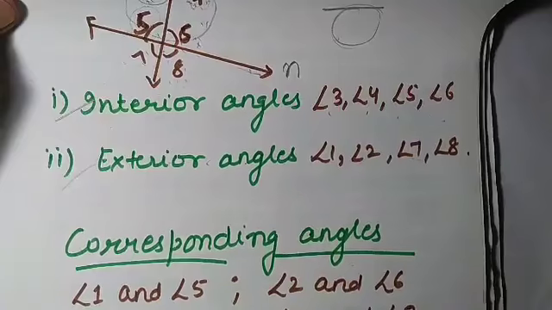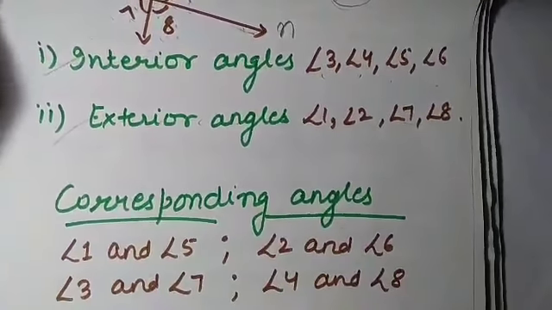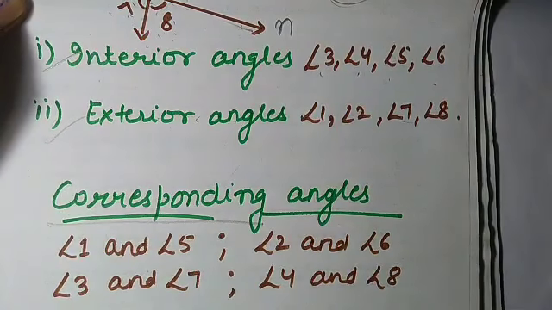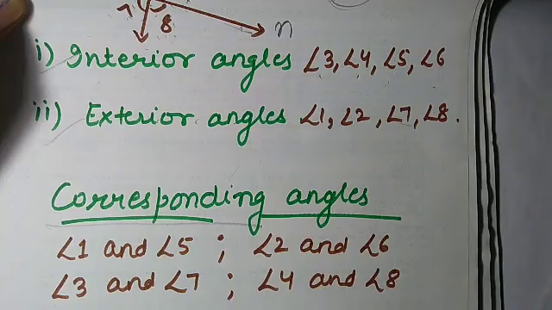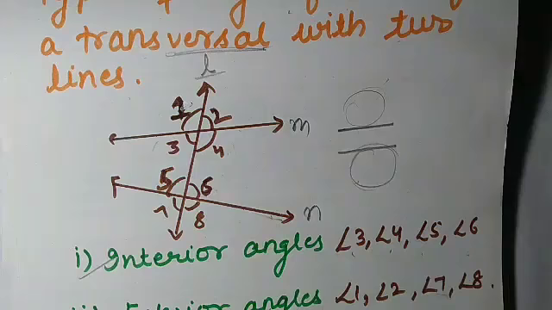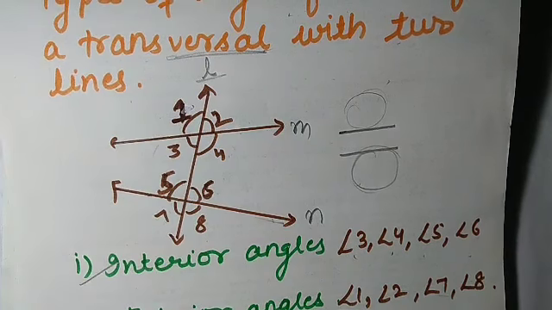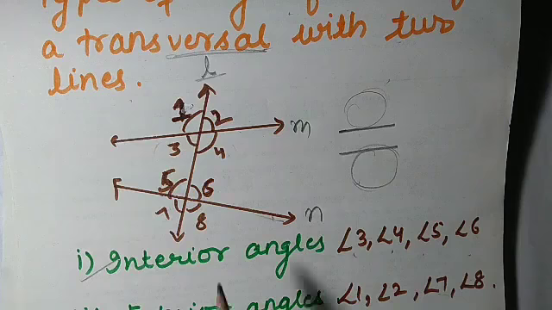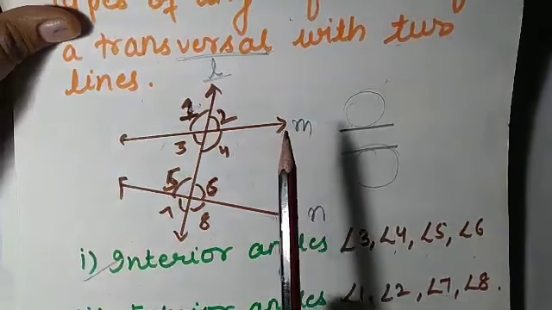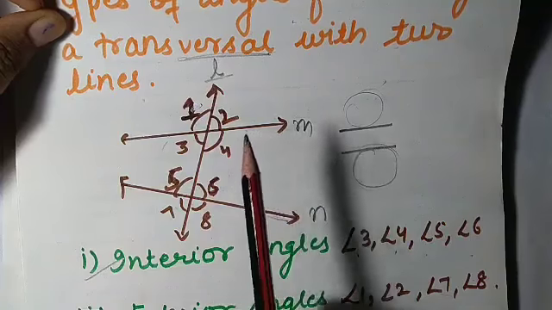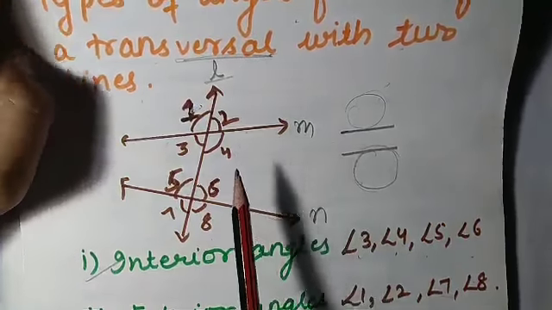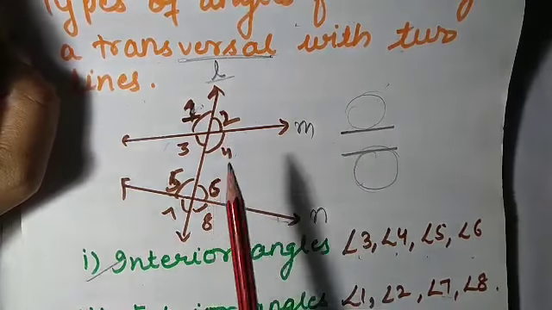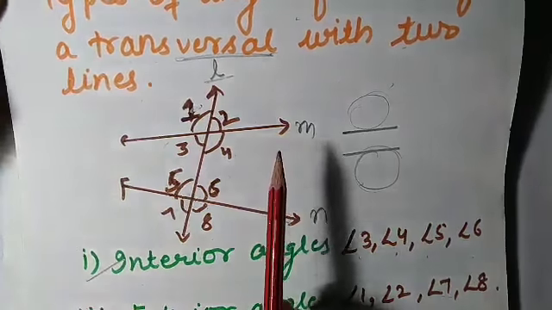Now next is corresponding angles. What are corresponding angles? This is also a new name for you. So we will learn what type of angles are known as corresponding angles. So first we will learn what you mean by corresponding. Corresponding means the matching position. Okay, here we are dealing with angles. So the corresponding angles are the angles that are in matching positions between the transversal and the two lines.